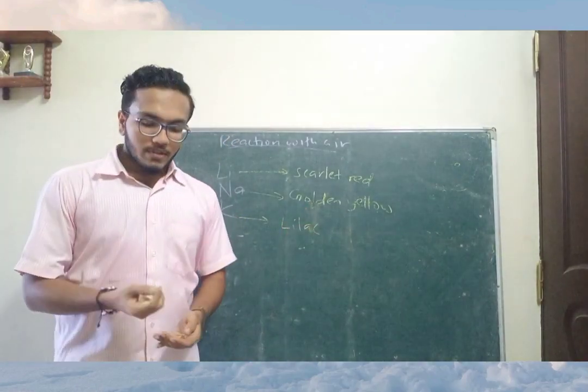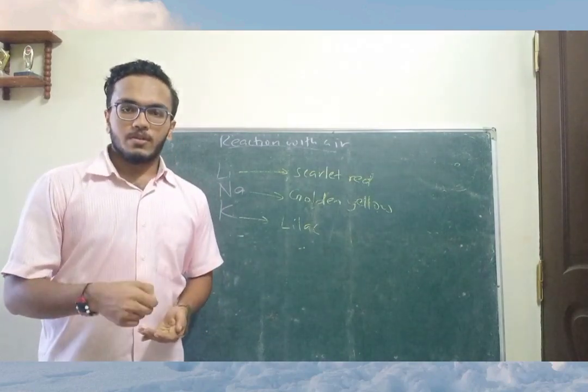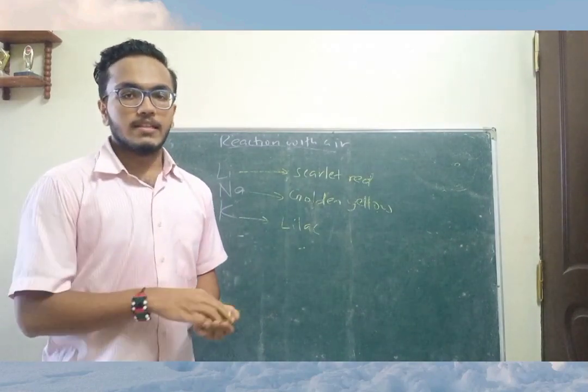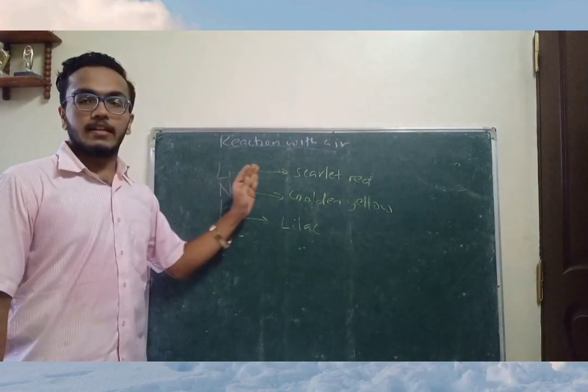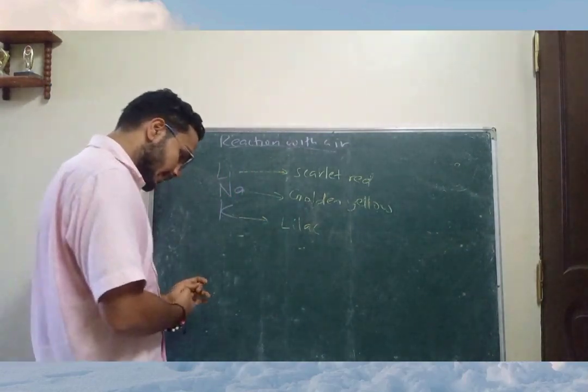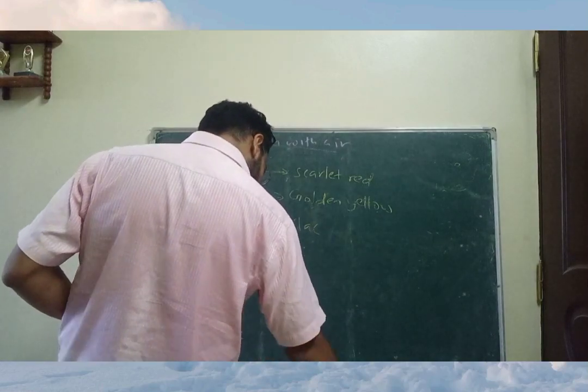When you put a piece of alkali metal on a spatula and burn it in a Bunsen burner, these are the flames you will get. For lithium you will get scarlet red, sodium you will get golden yellow, and potassium you will get color of flame lilac.